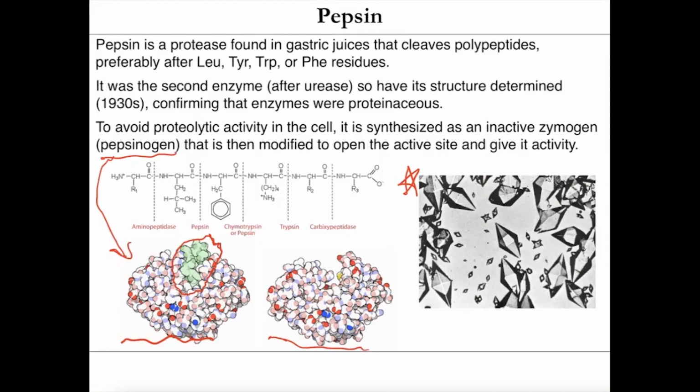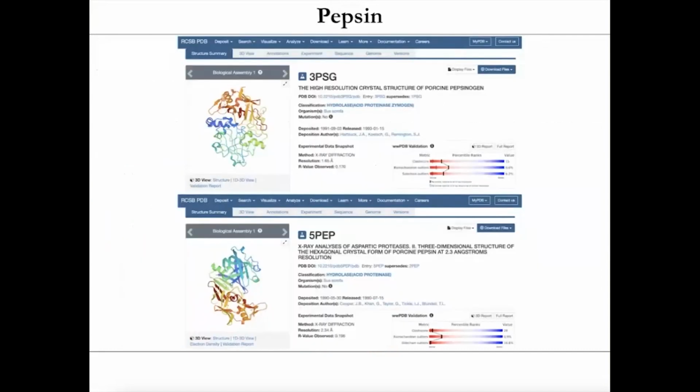So once it's in the stomach and it's supposed to be doing the job that it's supposed to be doing, that part of the amino acid will get cleaved off. And you have this nice, long, clear active site right here that can interact with polypeptide chains. And so we'll be looking at the two different forms of pepsin. So this one, 3-PSG, is pepsinogen, and this one, 5-PEP, is pepsin.